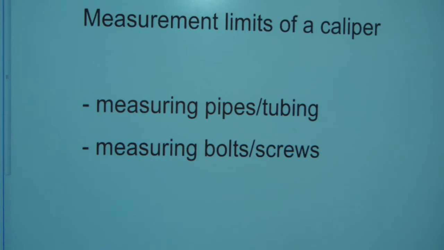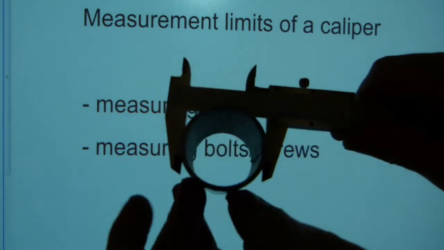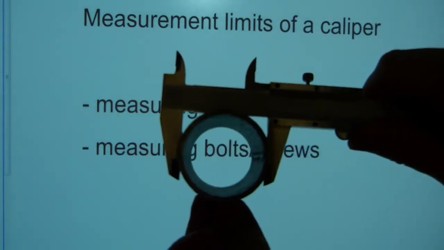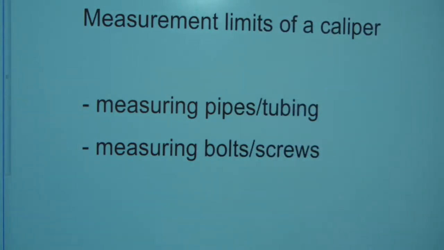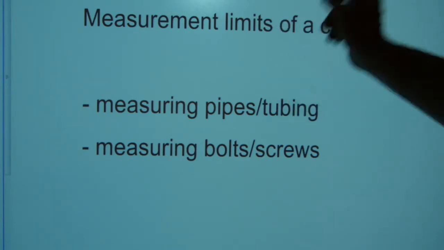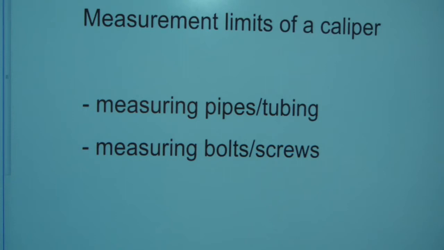Calipers were invented to measure round pipes because they work about 1,000 times better than rulers, and you are absolutely correct. So what am I talking about in this video? In this video I'll explain exactly what those measurement limits are, because it still does matter where you measure, what you measure and how you measure.